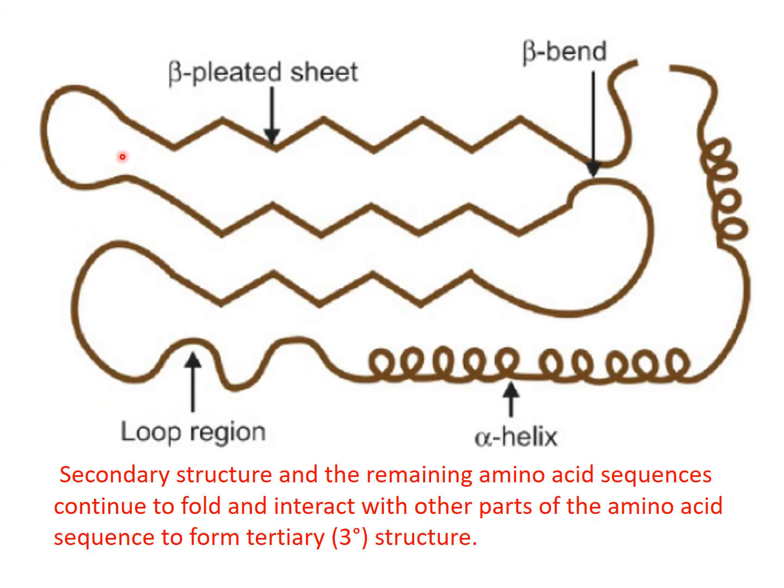Here you can see this is a beta pleated sheet, this is a beta bend, this is alpha helical structure, this is the region of loop. Secondary structures and the remaining amino acid sequences continue to fold and interact with other parts of the amino acid sequence to form a tertiary structure. We will discuss in detail the different features of the tertiary structure.